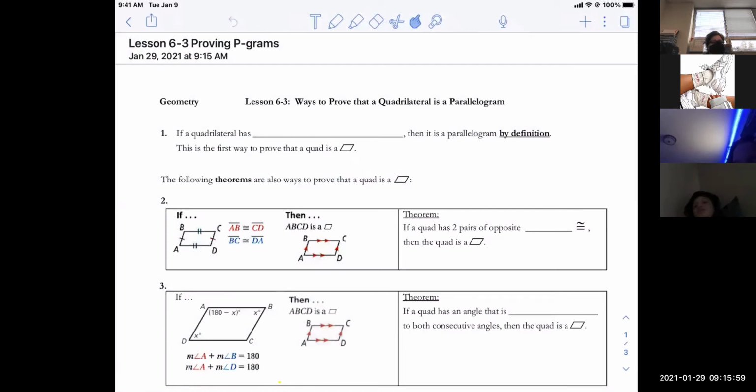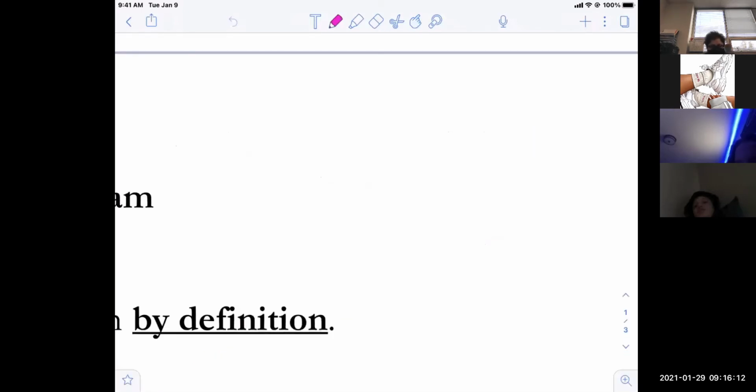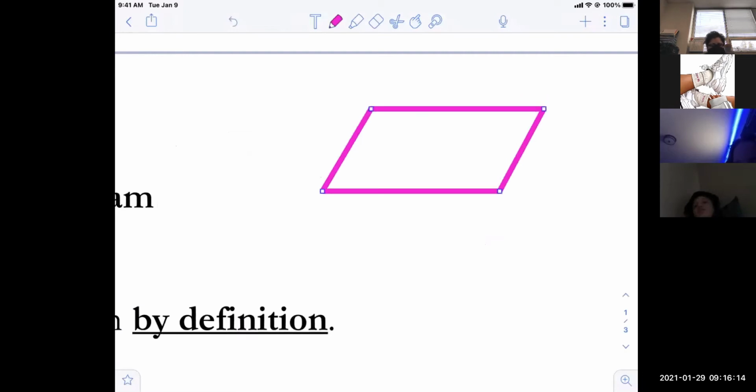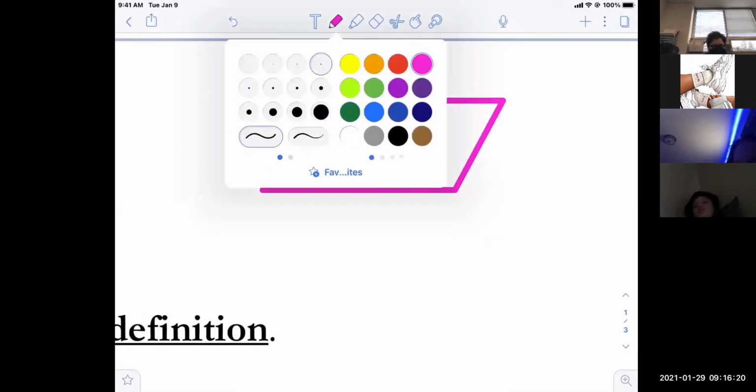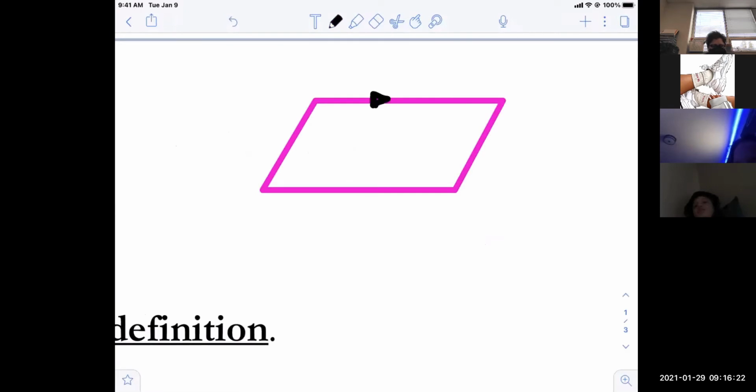In the last lesson, we talked about different properties of parallelograms. So if a quadrilateral is a parallelogram, there are some different things that we knew. What are some of the things we know about a quadrilateral that is a parallelogram? Okay, it has two pairs of opposite sides that are parallel. Kendall, tell me something else.